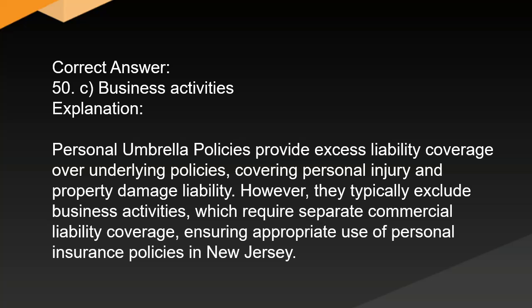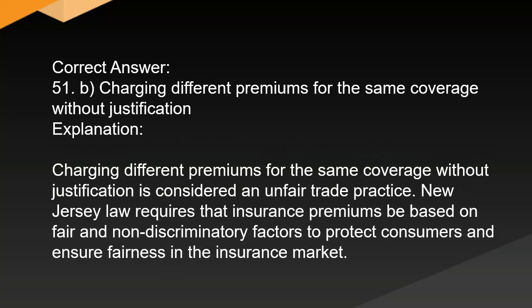Correct answer: C. Business activities. Explanation: Personal umbrella policies provide excess liability coverage over underlying policies, covering personal injury and property damage liability. However, they typically exclude business activities, which require separate commercial liability coverage, ensuring appropriate use of personal insurance policies in New Jersey.